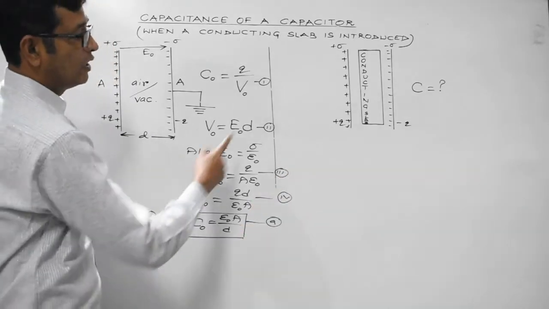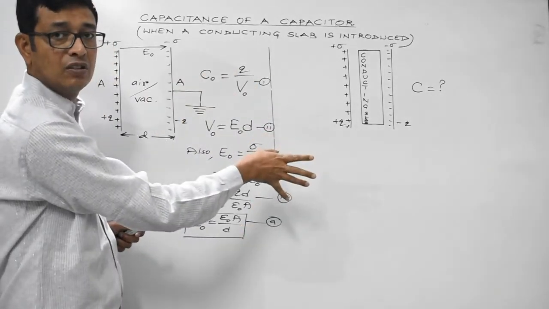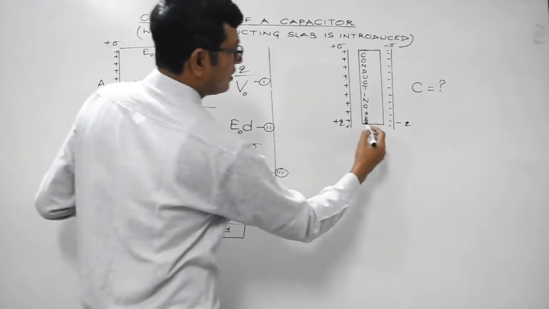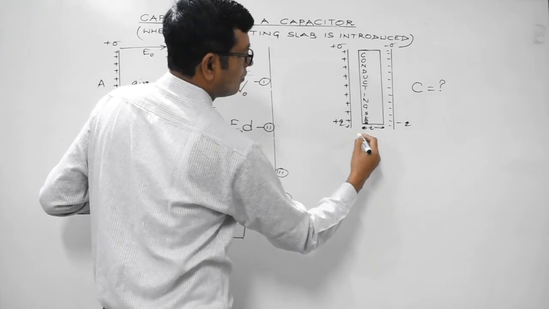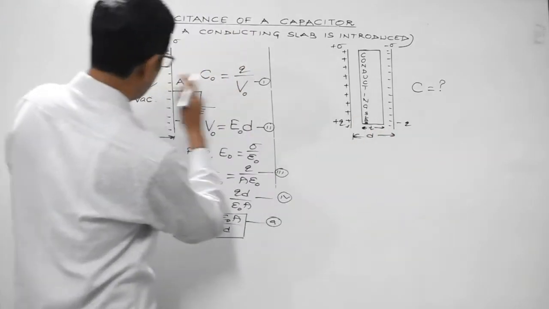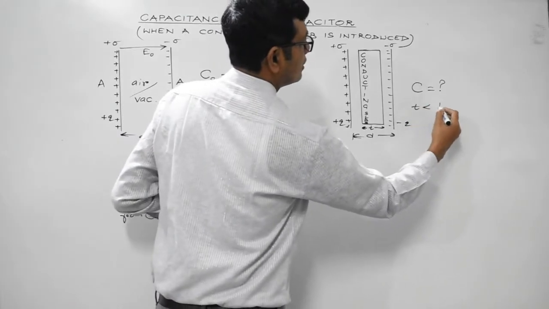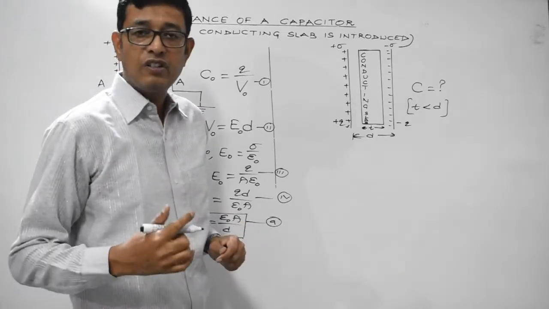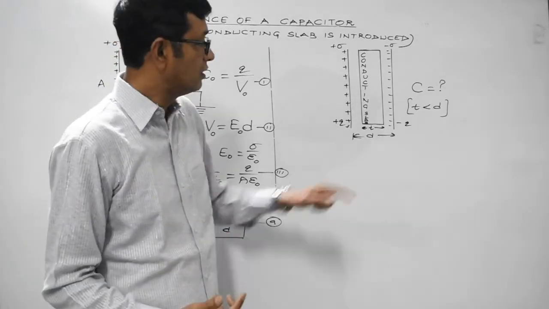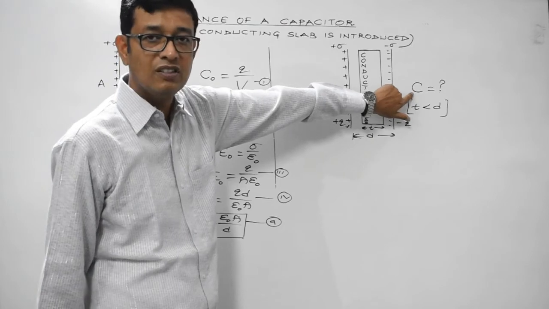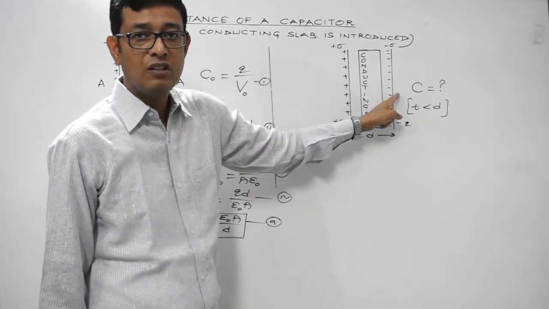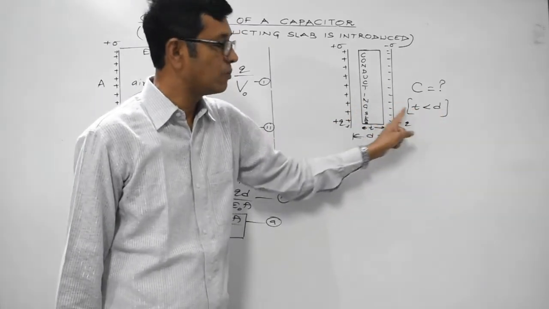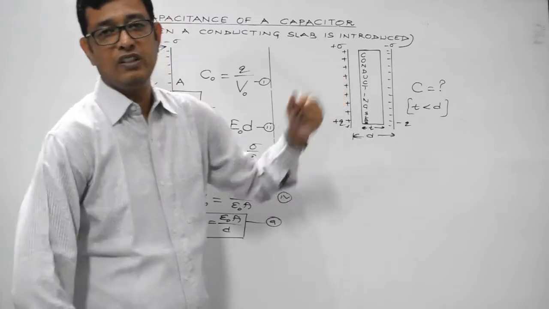Now we need to find out the capacitance of the same parallel plate capacitor on the introduction of a conducting slab, say of thickness t. This is the distance between the plates, the same capacitor. So t is less than d. Again I repeat, our objective is to determine the expression for the capacitance of a parallel plate capacitor where a conducting slab of thickness t less than the separation between the plates is introduced between them.